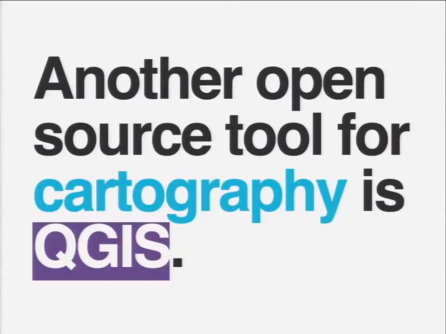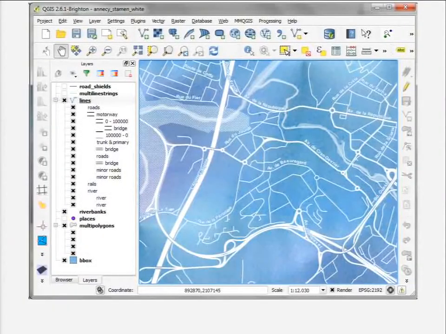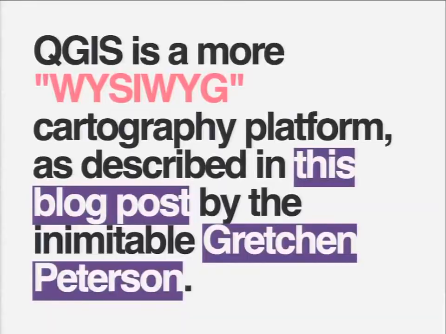Another open source tool for cartography is QGIS, or Quantum GIS. It's a desktop application that has a bunch of cartography styling tools associated with it. It's more of a what you see is what you get cartography platform, as described in this awesome blog post by Gretchen Peterson, who's also standing in the back of the room.